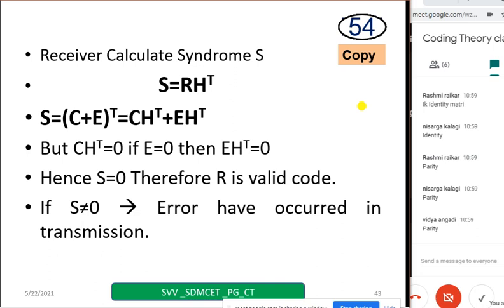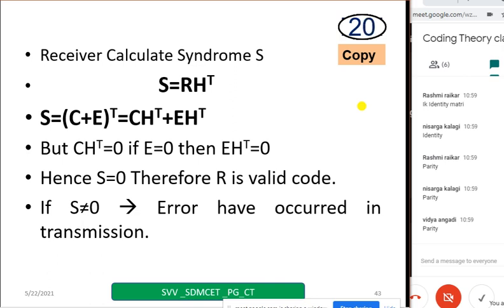Copy down this decoding procedure. We do S equal to R into H transpose. R is the received code word plus some error I am receiving. If error is 0, it's nothing but C H transpose only. Hence, R H transpose or S equals 0. Otherwise, I'll get something other than 0 as the S value. Whenever S is not 0, any combination of zeros and ones, then I can say some error has occurred.